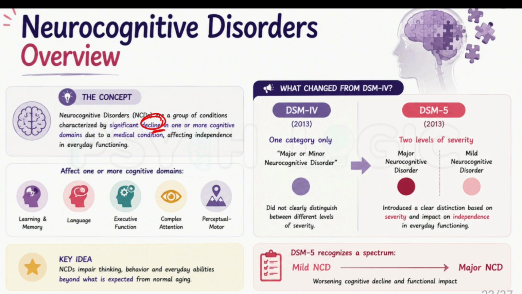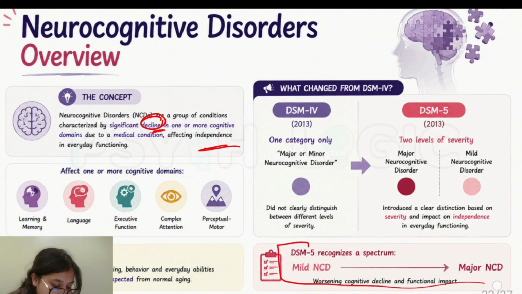Over the next few years, the family keeps noticing that they keep asking the same question. They forget things. They misplace daily objects. So there are changes in how they used to function and how they function now. There is a decline from the previous level of functioning, affecting their independence in everyday function. For example, it could be complex attention, learning and memory, executive functioning, language, perceptual motor function, or social cognition.